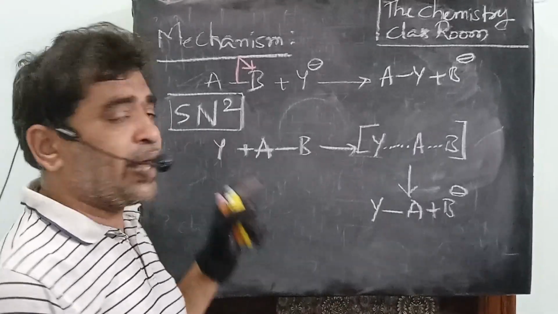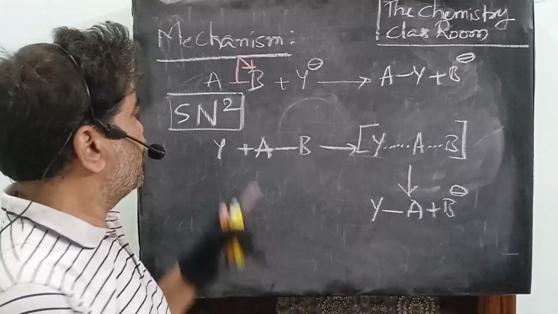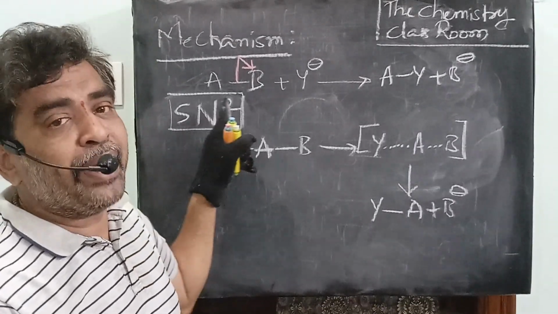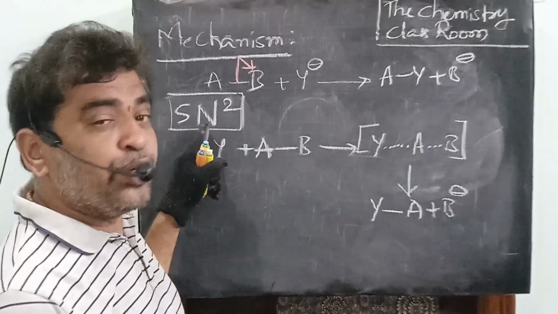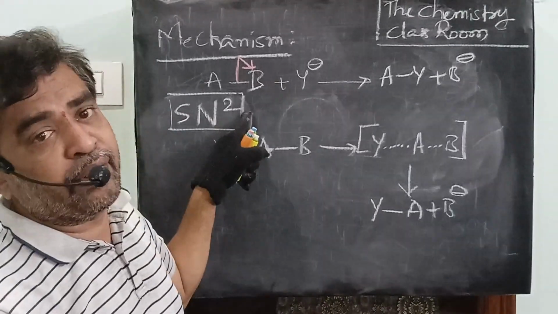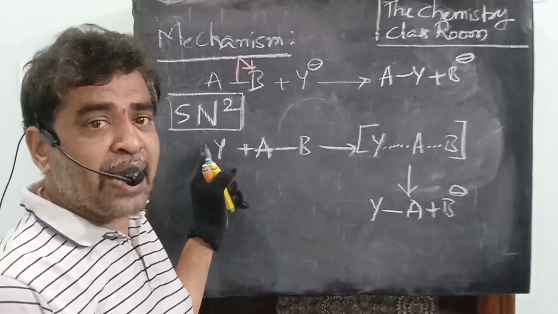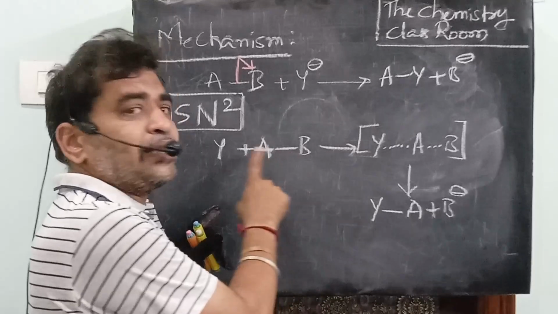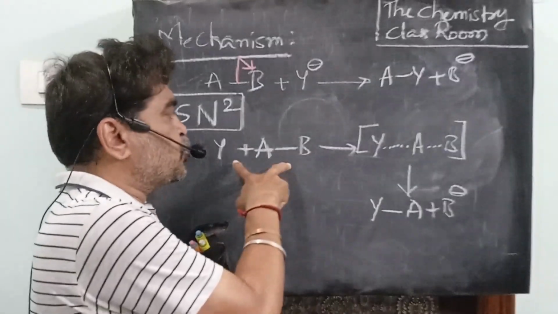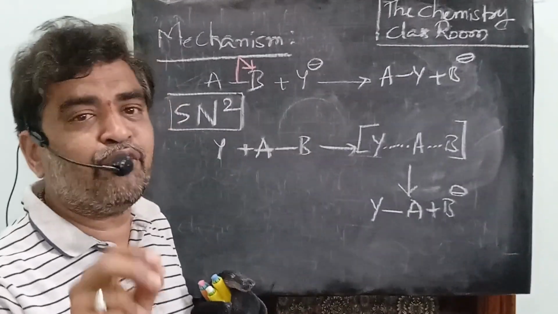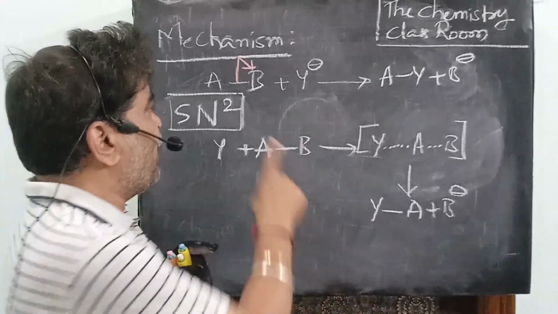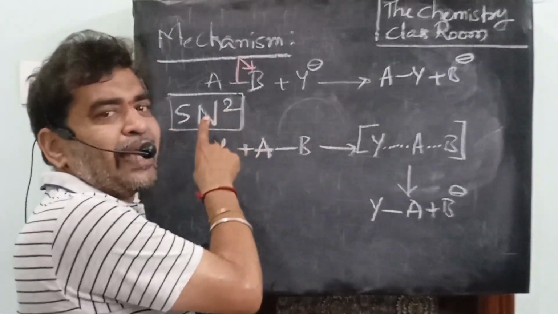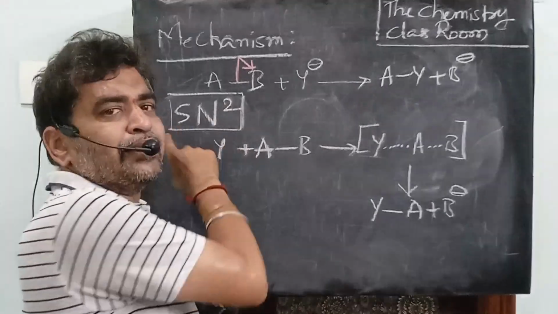Now we see the second mechanism, SN2 mechanism, nucleophilic substitution bimolecular. What is that? Nucleophilic substitution bimolecular. In this reaction, the rate of reaction depends on 2 species. One is the compound and the second is the nucleophile. The 2 are involved in the rate of reaction. That's why it is called bimolecular nucleophilic substitution.